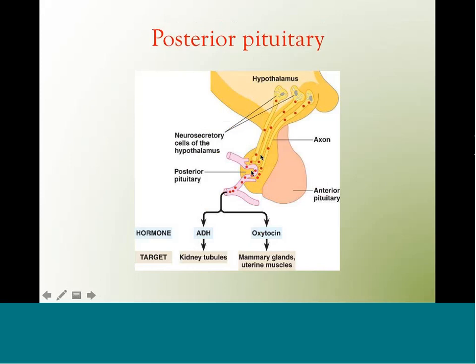So you can see here again the posterior pituitary releases ADH, and I'll talk more about this in a second. It mainly goes to the kidney tubules. Oxytocin, at least traditionally, has been thought to go to the mammary glands, involved in milk production, and the uterine muscles, involved in labor and delivery.